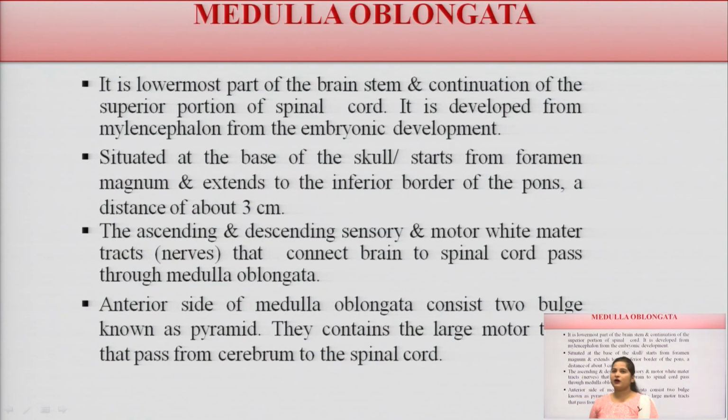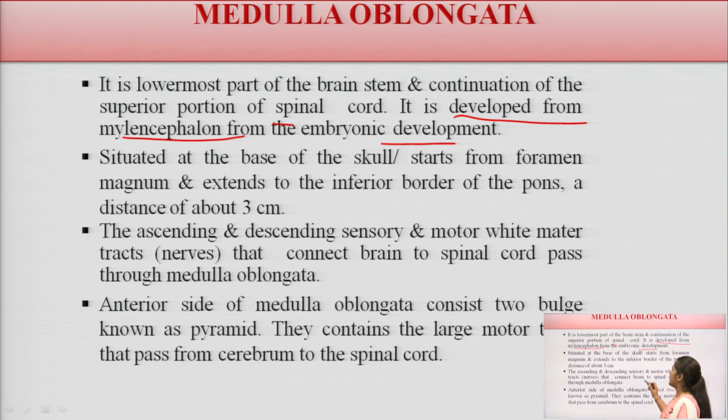Now, the medulla oblongata. It is the lowermost part of the brain stem and it continues into the superior portion of the spinal cord. It develops from the mesencephalon in embryonic development. It is situated at the base of the skull, starts from the foramen magnum and extends to the inferior border of the pons, a distance of about 3 centimeters.